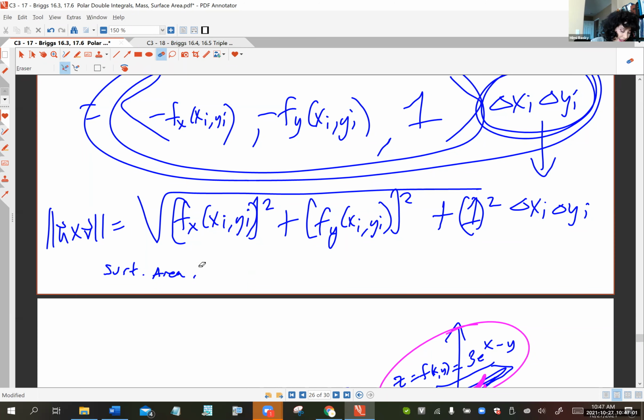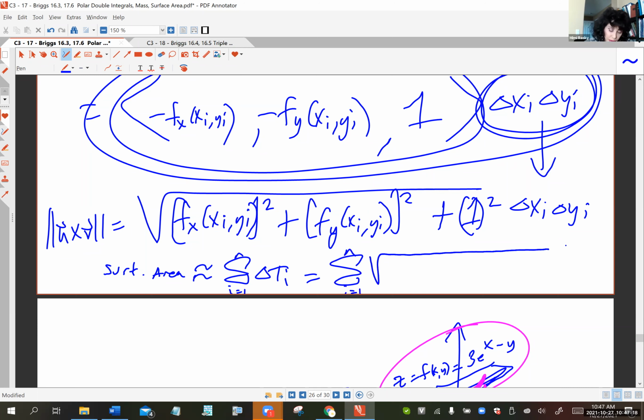oh boy, feels like Friday. The sigma sum of all the little itty bitty tangent planes. So that's going to be equal to sigma, i going from 1 to n, of this big old square root. And then this delta x sub i, delta y sub i, that's the little area of your rectangle there in your xy plane. I'm just going to call it delta A sub i.